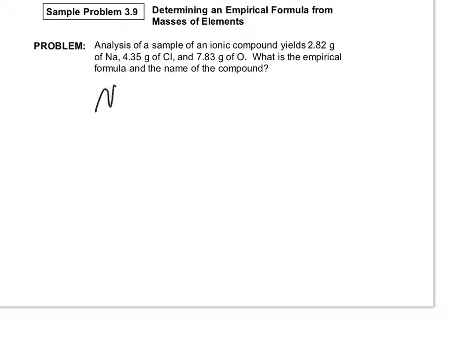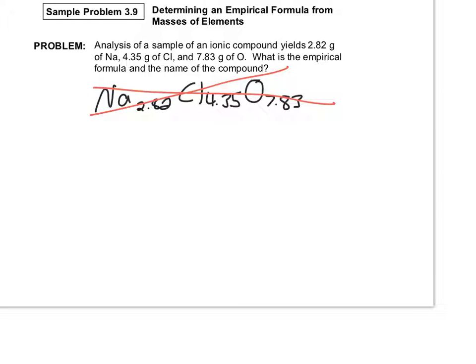If you were to do this, Na 2.82, Cl 4.35, and O 7.83, and then pick the smallest number and try to get an empirical formula that way, you would be incorrect. This is not correct, okay? These numbers have to be moles. So that's our first step here.